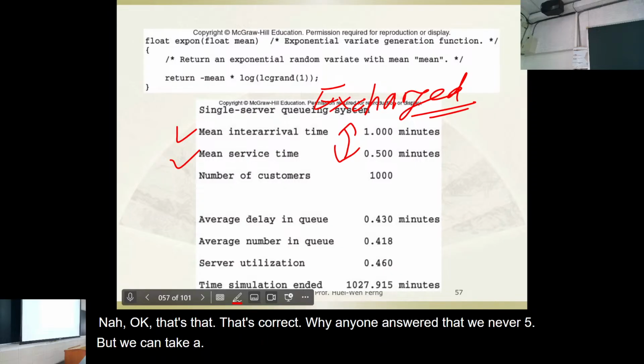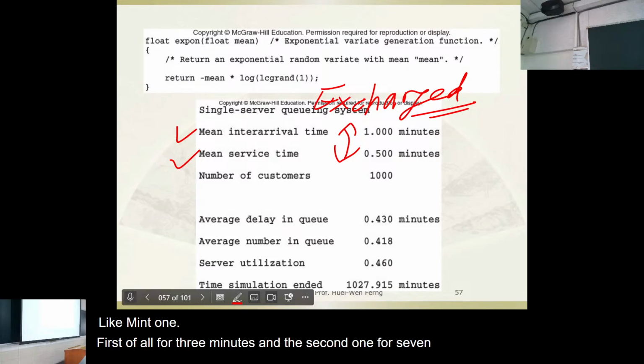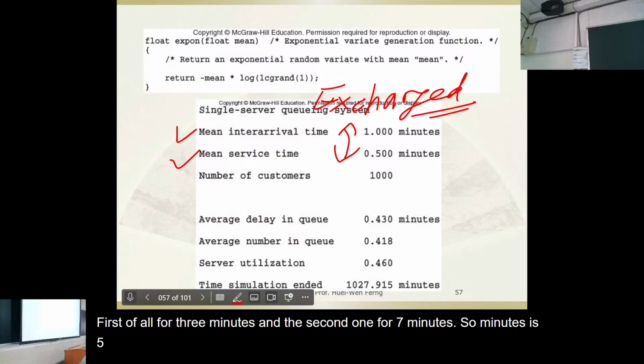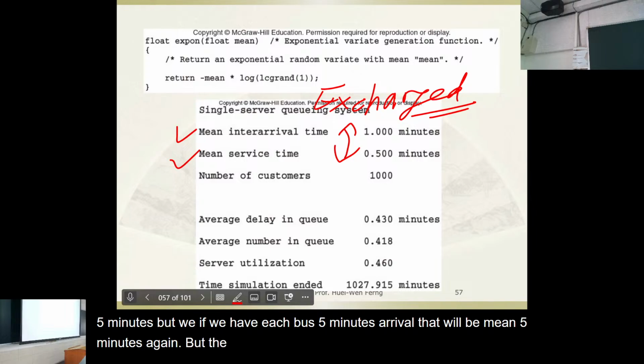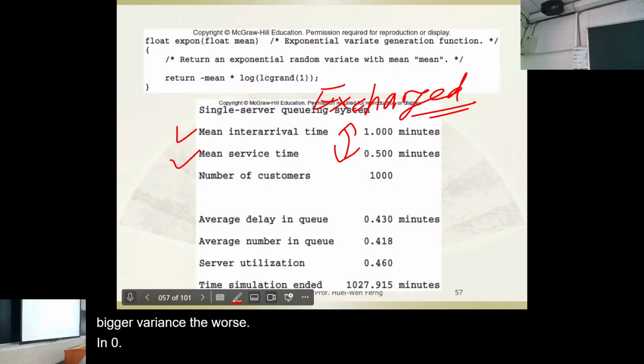We can take an example for bus arrival, like the first bus for 3 minutes and the second one for 7 minutes. So the mean is 5 minutes. But if each bus arrives in 5 minutes, that will be a mean of 5 minutes again. But the difference will be in the variance. The bigger the variance, the worse. Usually, in theory, it will cause instability in the system.